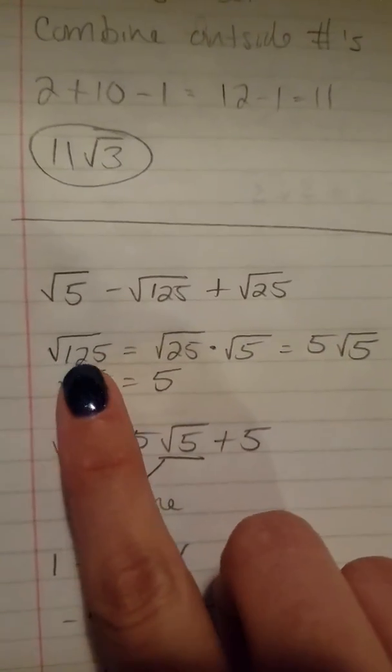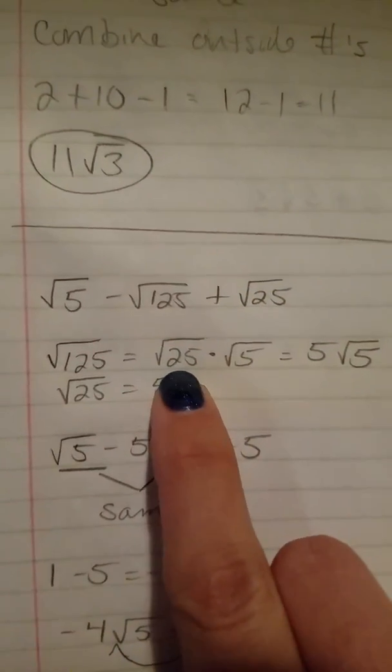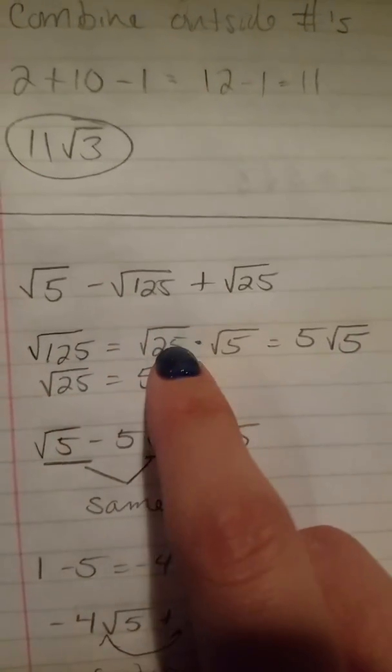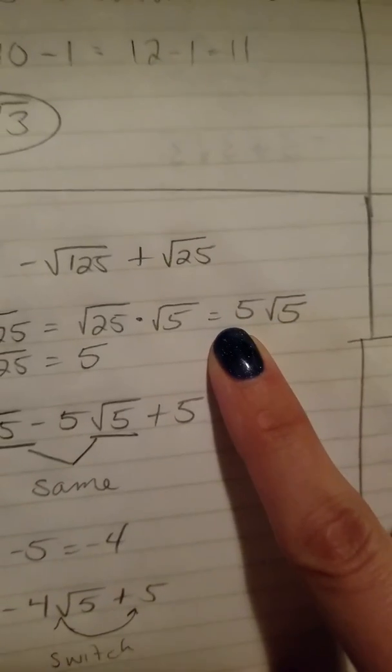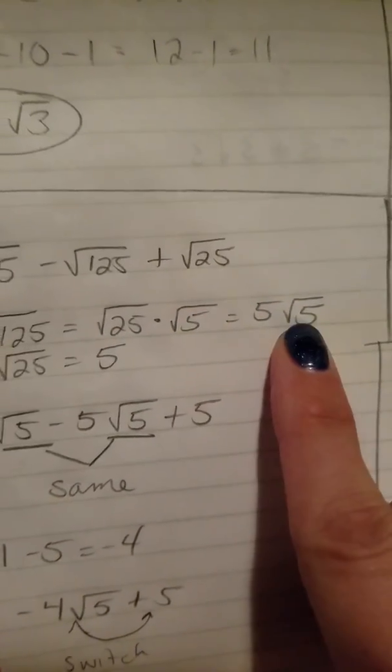Okay, so I looked at square root of 25, went through my numbers, and the largest square number that I can take a square root of that multiplies into 25 is 25. 25 times 5 gives me 125. So we rewrite that as 5 root 5. So square root of 25 is 5, keep this part.